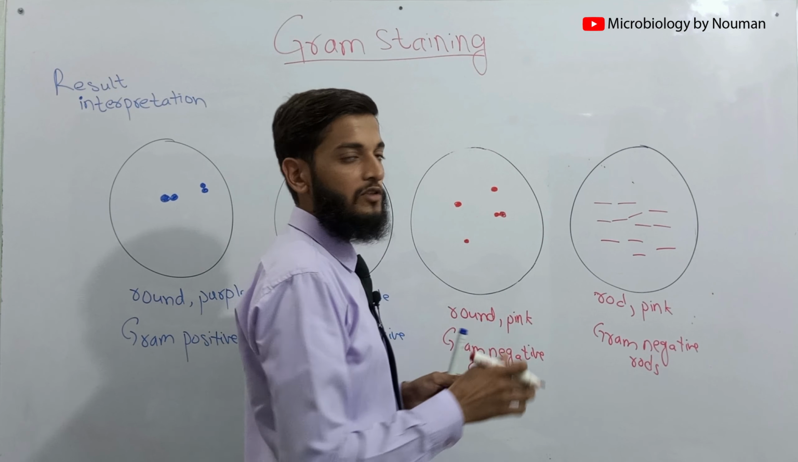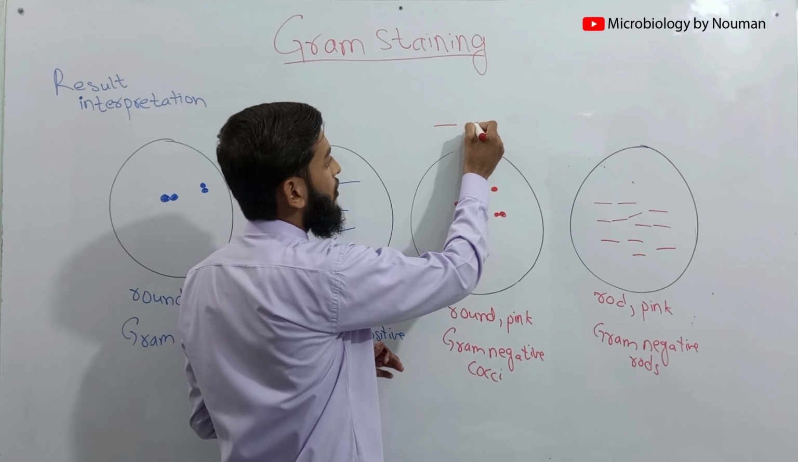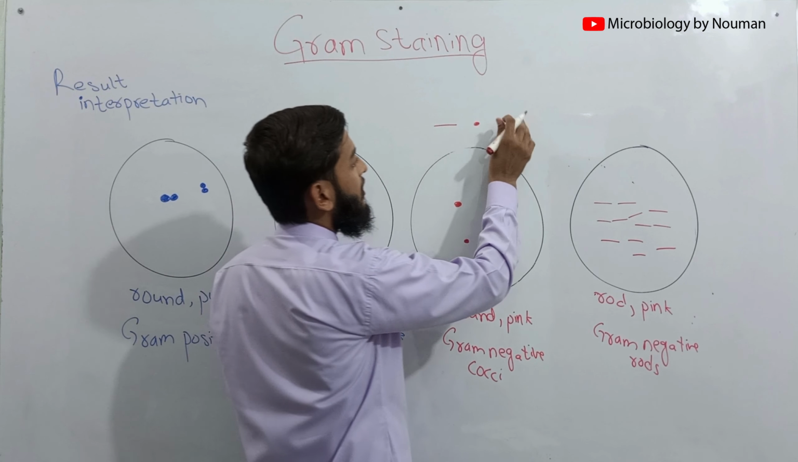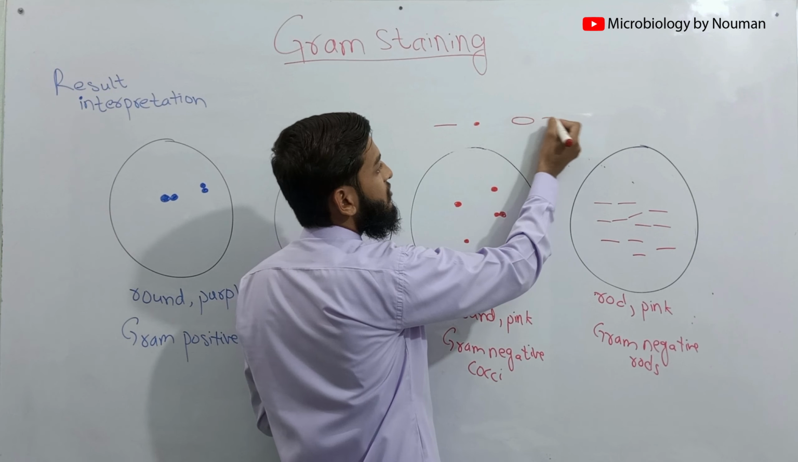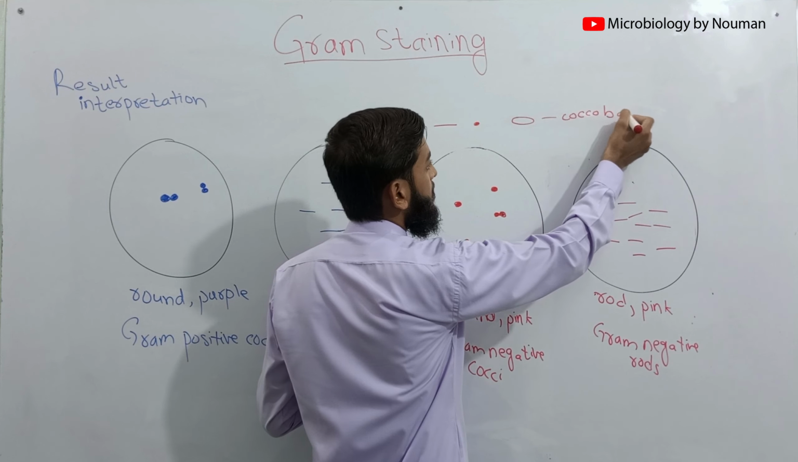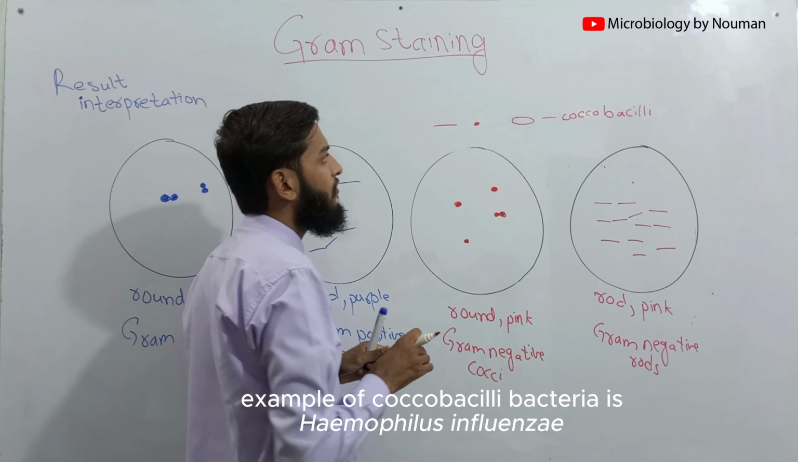There is another possibility, a bacteria that is not a true rod or cocci, but in between rod shape and a cocci. It looks like this, for example, right? Such a bacteria is called cocobacilli. An example of cocobacilli is Haemophilus influenzae.